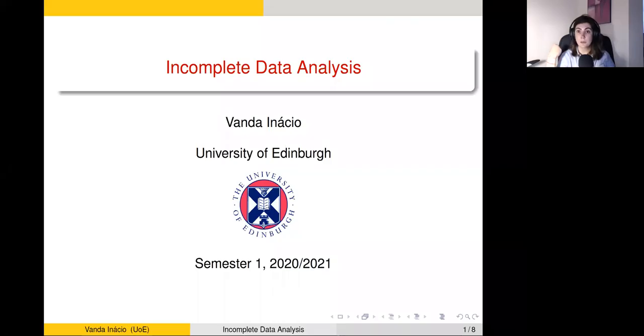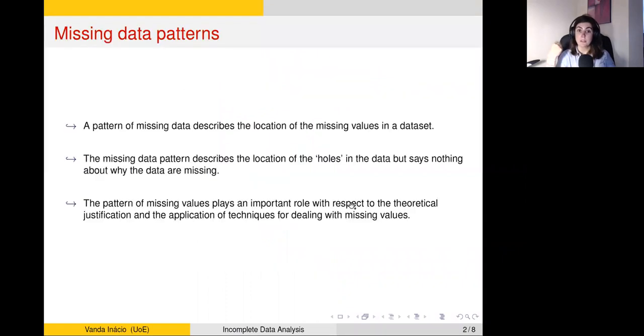Hello, in this video we will learn the concept of missing data pattern. The missing data pattern describes the location of the missing values in our dataset. However, it tells us nothing about why the data are missing.